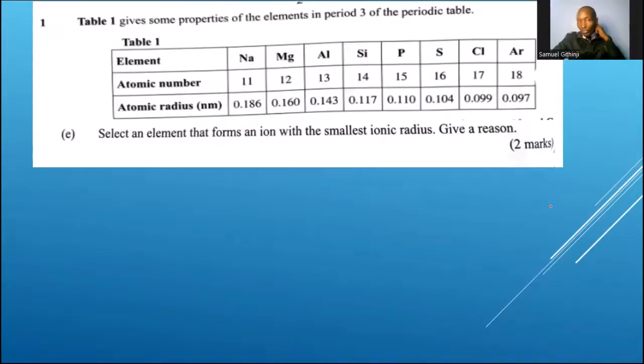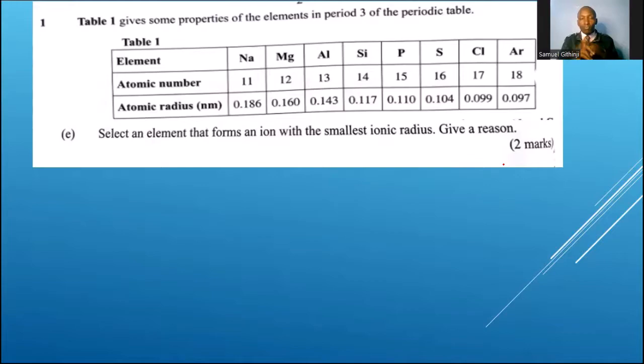This is question 1 part E. Select the element which forms an ion with the smallest ionic radius. Well, we know metals will form ions and their respective ions will be smaller. The non-metals will be larger. So for that case, we can argue with metals, because ordinarily it is the metals that form ions that are smaller. We think about group 1, group 2, group 3.